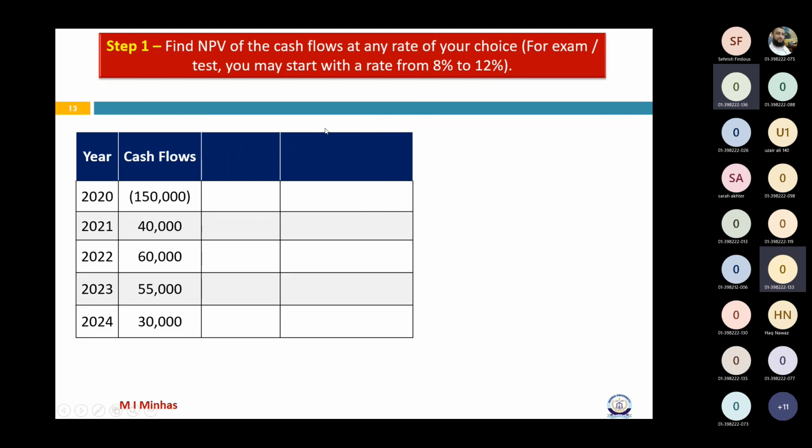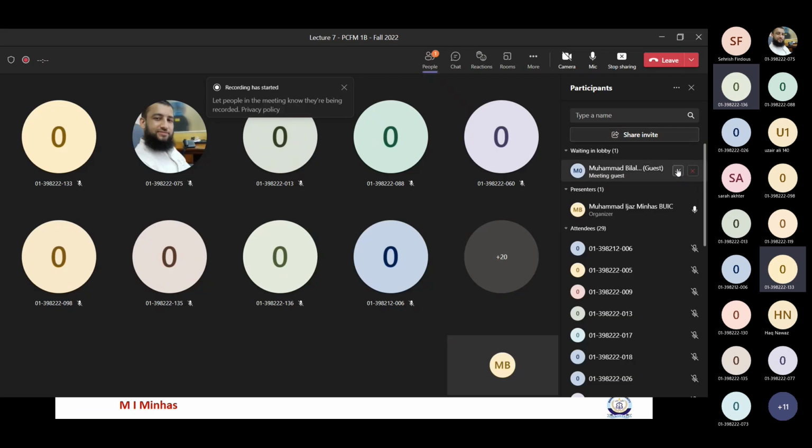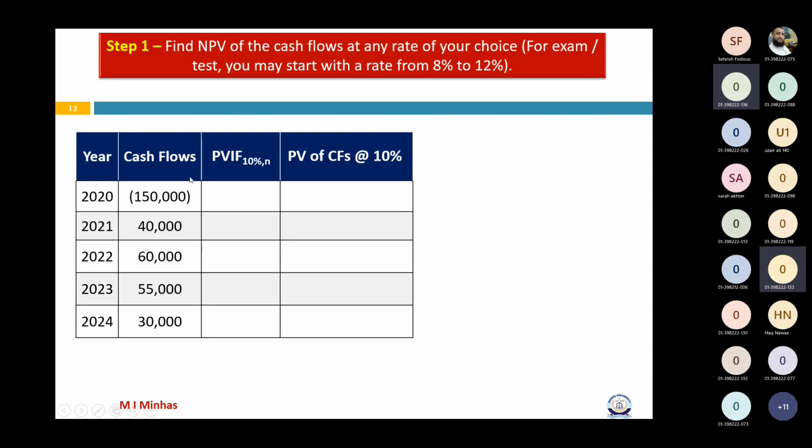So this is how we will calculate NPV. You already know the procedure. How do we calculate NPV? The first column is the time period column. The next one is cash flows, and then the present value interest factor, and then present value of cash flows. From where will we get this information? Can someone tell me? Through the table, from the table.